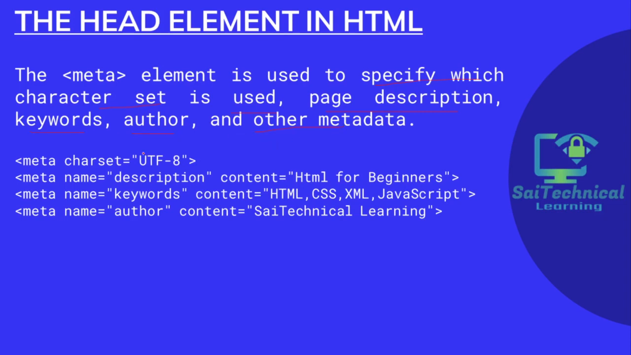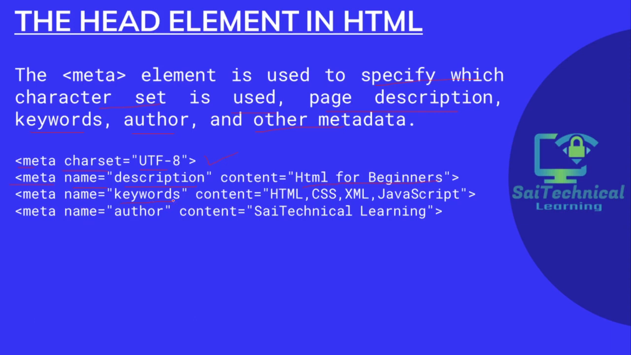For example, here we have first the meta attribute charset equals to UTF-8. The charset identifies which character set is used in that particular web page. Second one, that is meta name equals to description. That means it basically provides information about that particular web page. So here we have content equals to HTML for beginners.